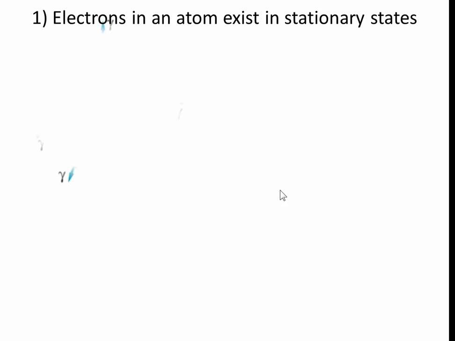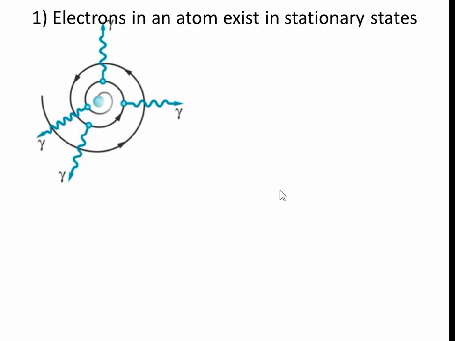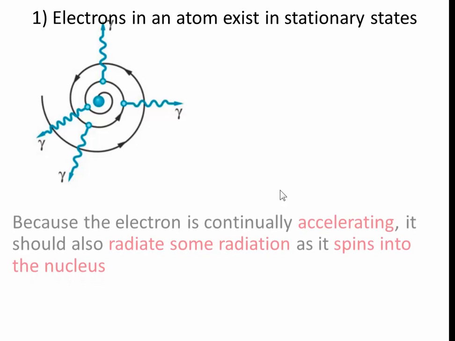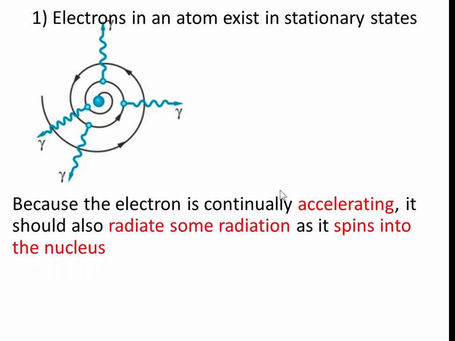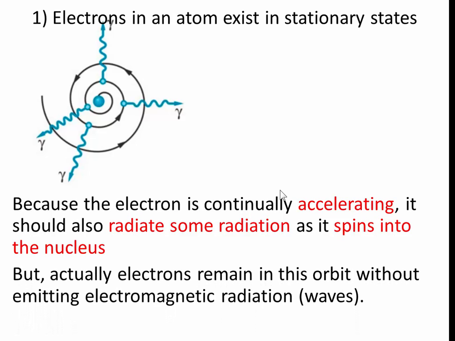And we'll look at the first point, because electrons in an atom exist in stationary states. Why is that? This is the argument. The electron, as it's going around in an orbit, because it's accelerating, would lose some energy and it would spiral into the nucleus, releasing photons as it did so. But actually electrons remain in this orbit without emitting electromagnetic radiation. So they're accelerating, supposedly, but they're not emitting these waves, which means they're staying in a fixed orbit. So this is what he means, the stationary states that the atoms are in.